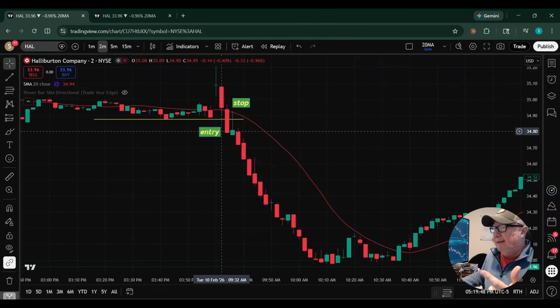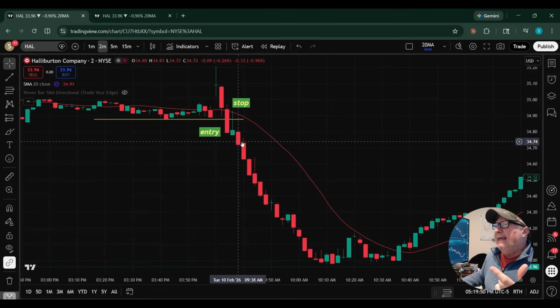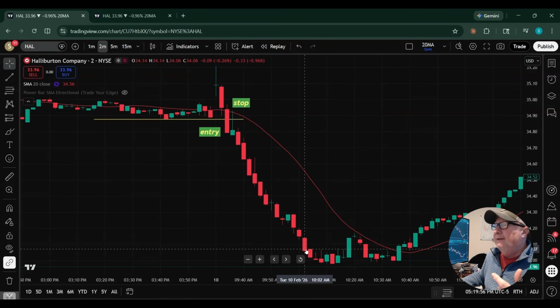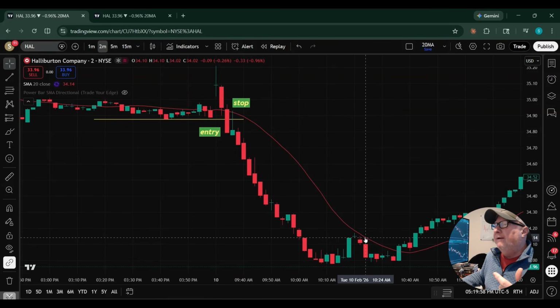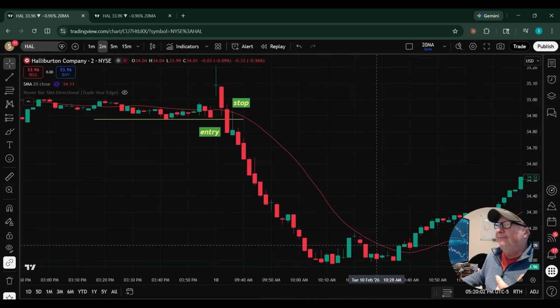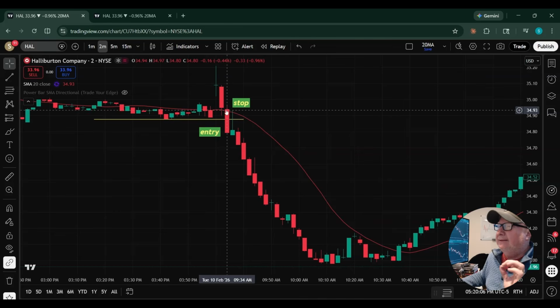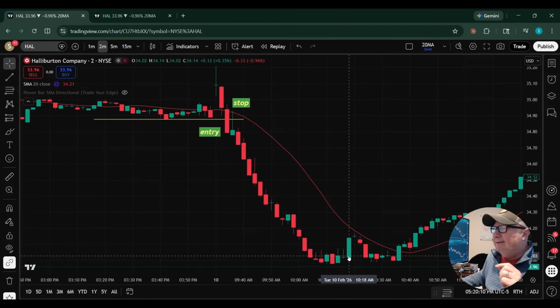I know where my entry is. And now I end up in this trade with a really nice move to the downside before Halliburton finds the 20 again. Here's something that's important with the power bar, right? It has to begin at or near the 20. This is a power bar, but it's not a trade that I'm going to take.